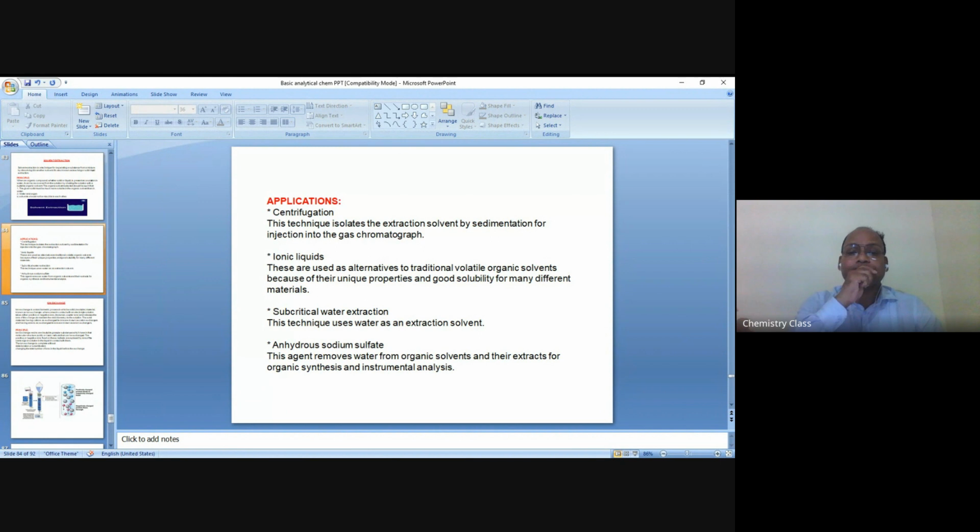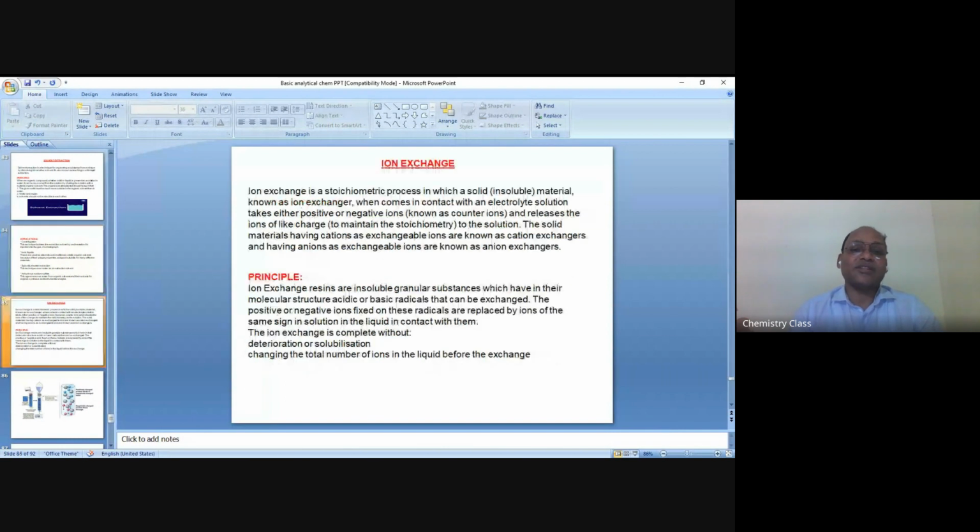Then subcritical water extraction. This technique uses water as an extraction solvent. Then anhydrous sodium sulfate. This agent removes water from the organic solvent and their extracts from the organic synthesis and instrumental analysis. These are the uses of this. That is what solvent extraction is.